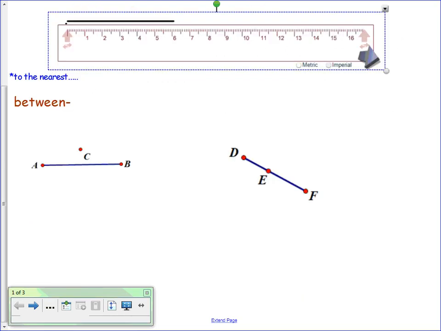A term we're going to use is the term between. A definition we're going to use for between is a collinear, again meaning on the same line. It's a collinear point on a segment with given endpoints.